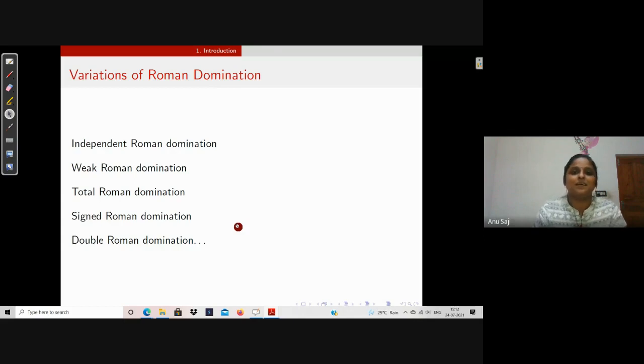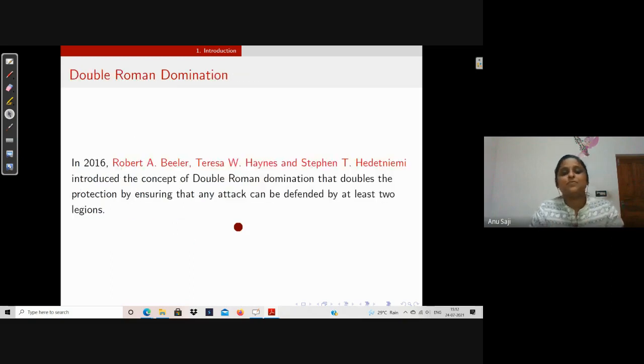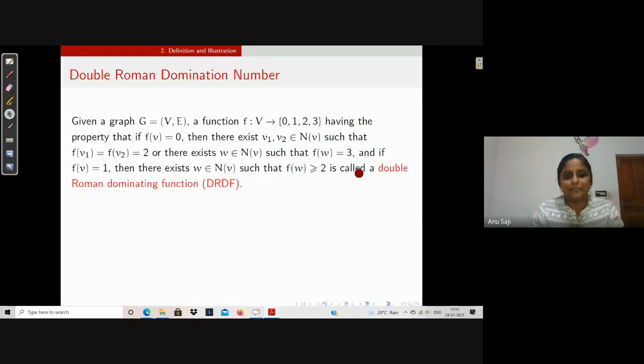All these areas are very good, and we can do research on this. We will discuss today double Roman domination. The concept of double Roman domination was introduced by Robert A. Beeler, Teresa W. Haynes, and Stephen T. Hedetniemi in 2016. This concept doubles the protection by ensuring that any attack can be defended by at least 2 legions. But the increase in the cost is not doubled. That is the benefit.